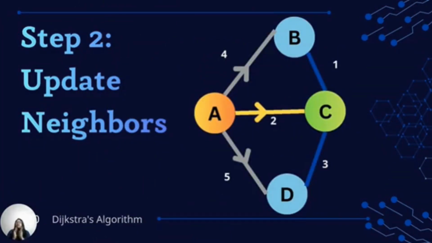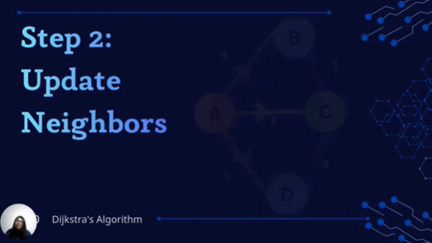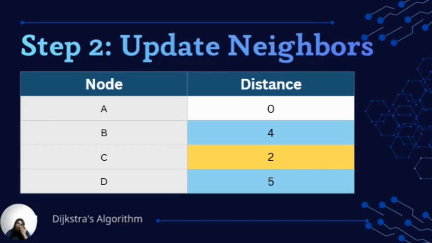Now we visit node A. We check all nodes directly connected to A. So you can see the distance from A to B is 4. The distance from A to C is 2. The distance from A to D is 5. So we update our table using these values. At this stage, these are the shortest distances we know, right?